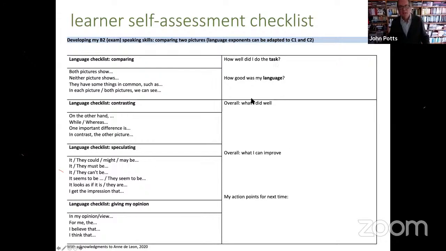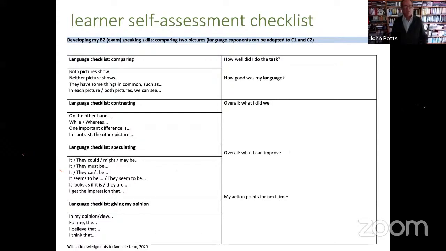How well did I do it? How good was my language? What I did well, where I can improve. What are my action points? So if I'm learning a language, I'm learning Italian, for example, I want to give myself some feedback on how I did. So that's something you can develop yourself.